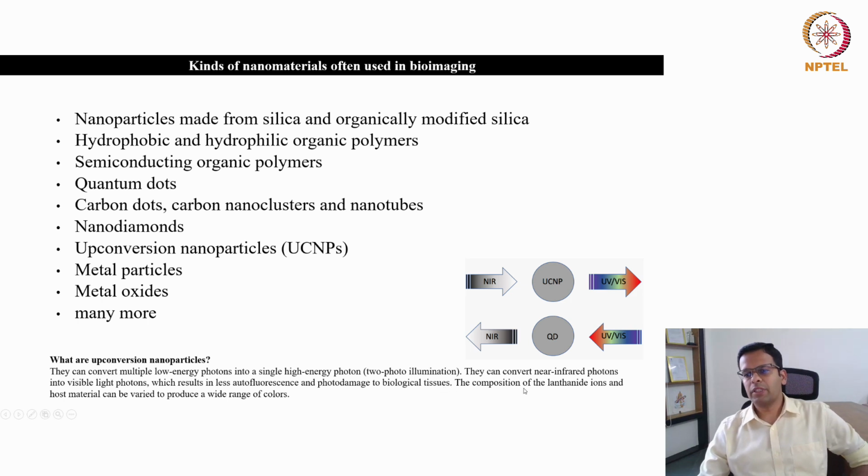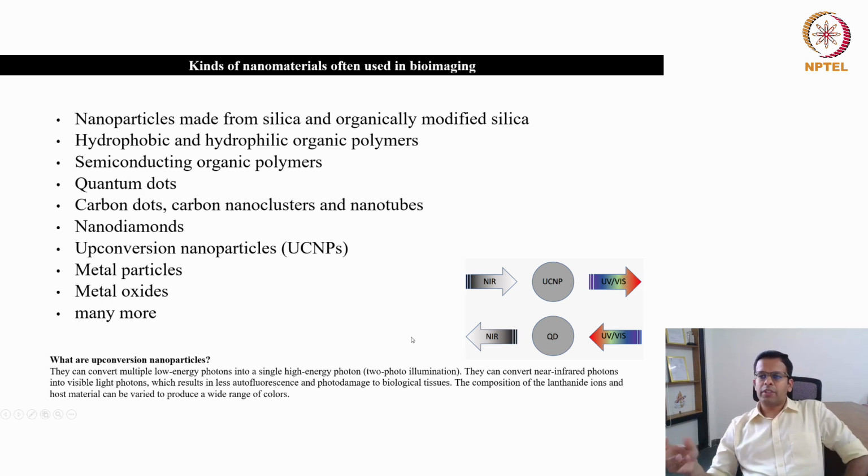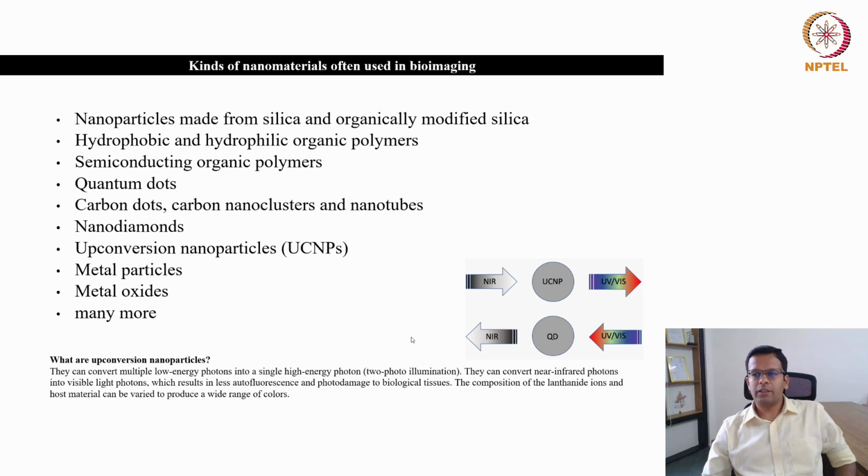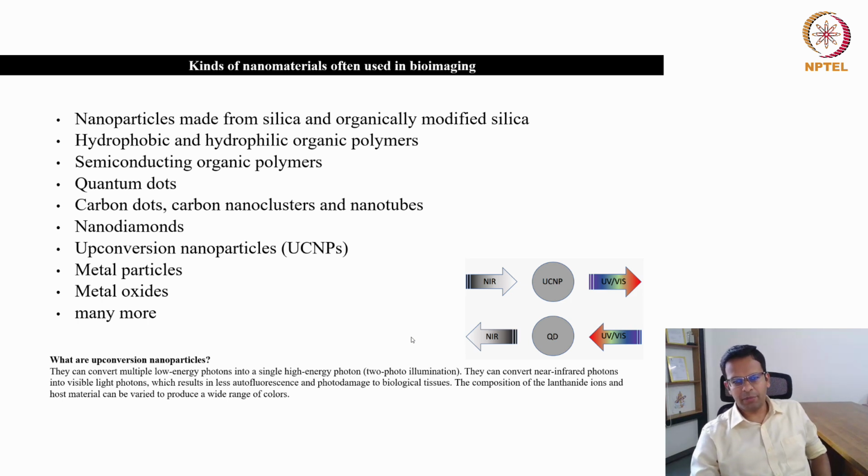And the composition of the lanthanide ions and the host material can be varied to produce a wide range of colors. So you can actually modulate the color output, or the emission, of the upconversion nanoparticles by changing the composition of the lanthanide ions and the host material it is made up of.